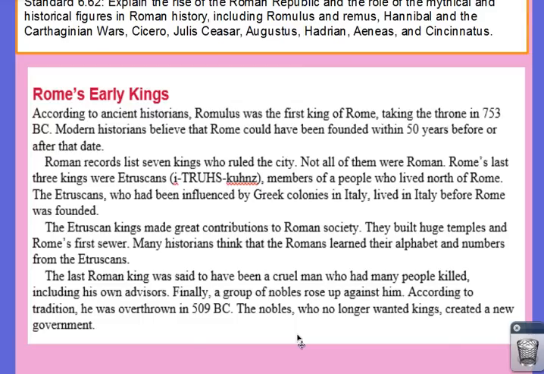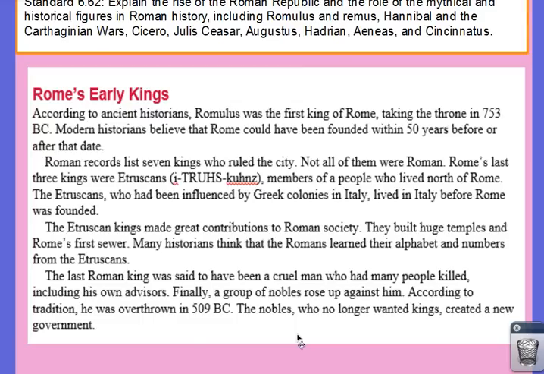Not all of them were Roman. Rome's last 3 kings were Etruscans, members of people who lived north of Rome. The Etruscans, who had been influenced by Greek colonies in Italy, lived in Italy before Rome was founded. The Etruscan kings made great contributions to Roman society. They built huge temples and Rome's first ever sewer. Thank goodness. Many historians think that the Romans learned their alphabet and numbers from the Etruscans.